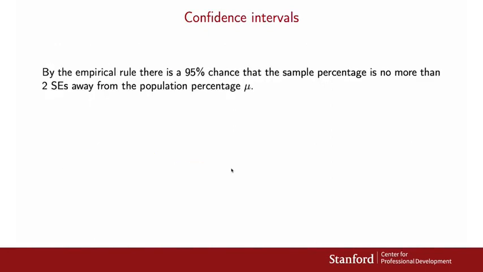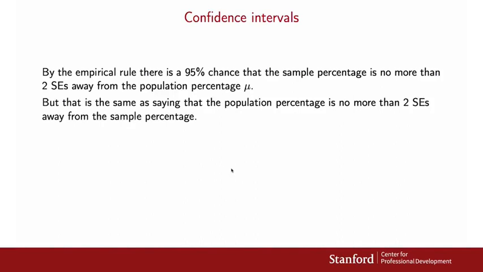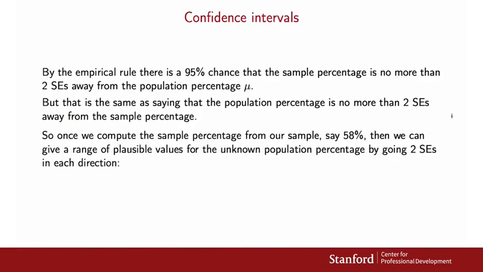But saying that the sample percentage is no more than 2 standard errors away from the population percentage mu is the same as saying that the population percentage mu is no more than 2 standard errors away from the sample percentage. What this means is we can take our sample percentage, for example, it may turn out to be 58%, and then we go 2 standard errors in each direction, and that gives us a range of plausible values for the population percentage.